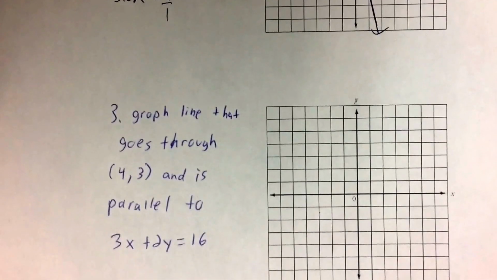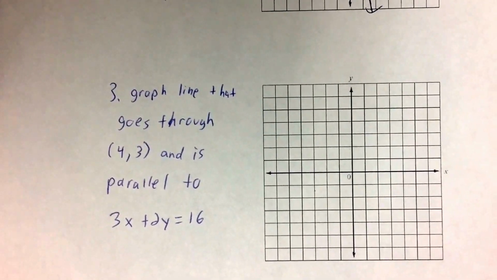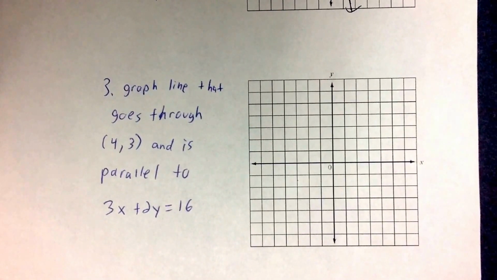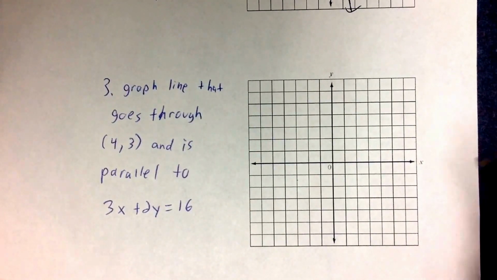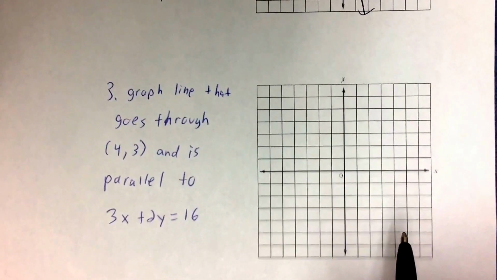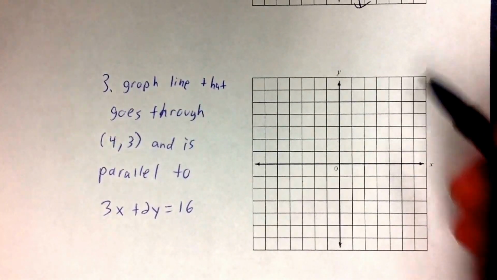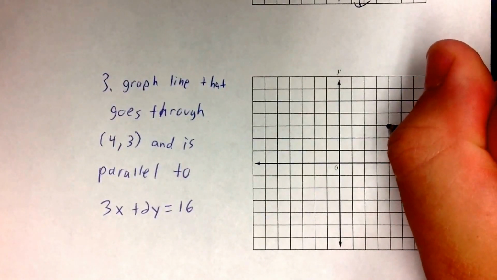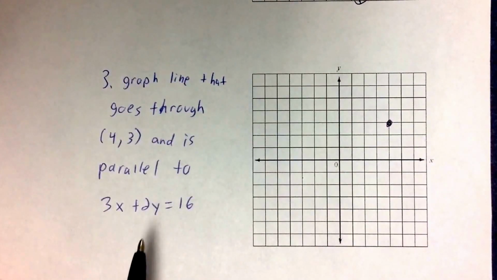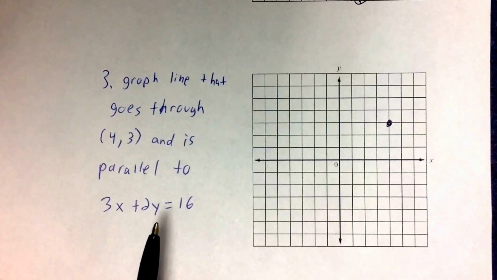Okay, next we're going to look at graph the line that goes through 4, 3 and is parallel to 3x plus 2y equals 16. So I'm going to graph the line that goes through 4, 3. So first I'm going to plot 4, 3. So 1, 2, 3, 4, 1, 2, 3. Again, if I want it to be parallel, it has to have the same slope.